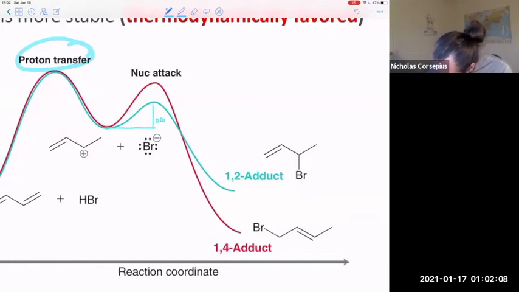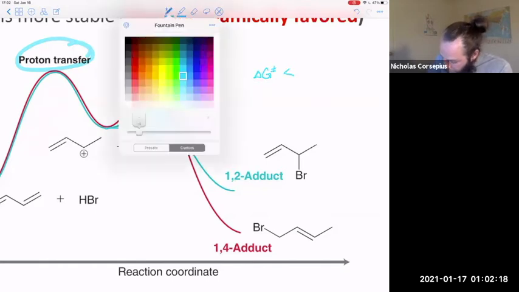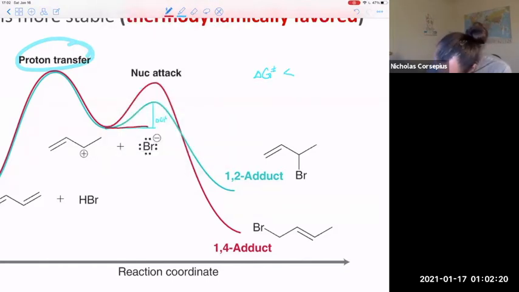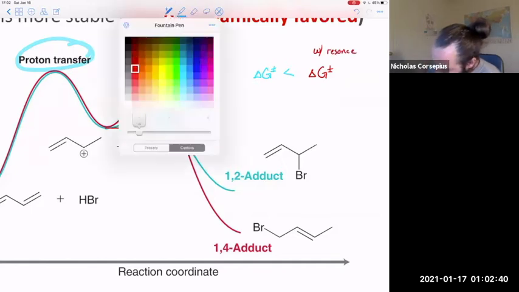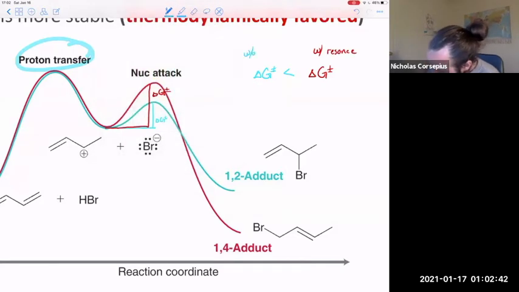Remember, we call that the delta G double dagger, or the activation energy. Delta G double dagger for the blue is smaller than the delta G double dagger for the red, right? So this is, and again, 1,4 was with resonance, and the 1,2 was without resonance.